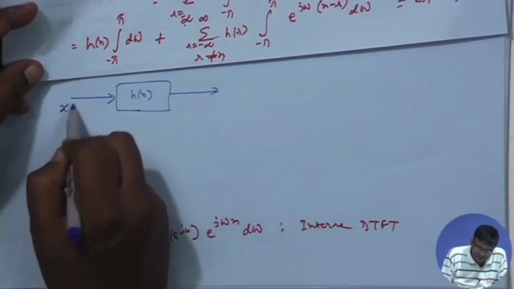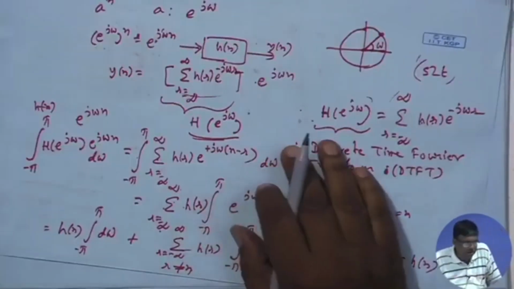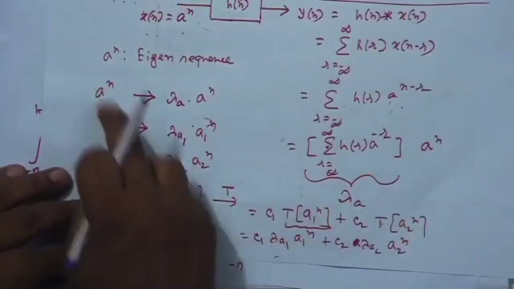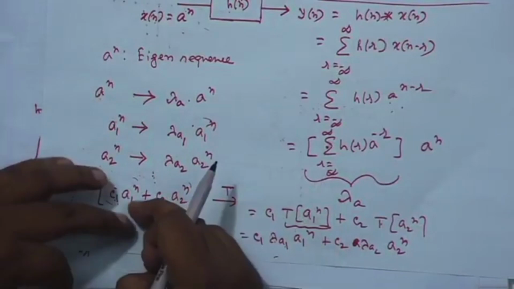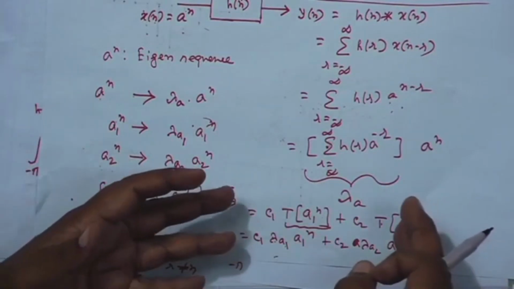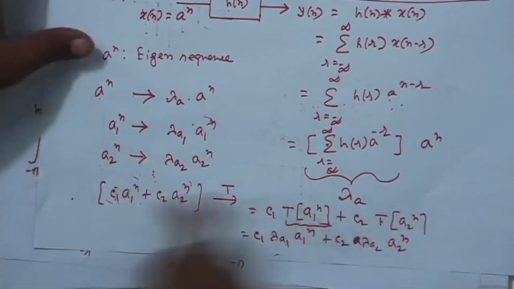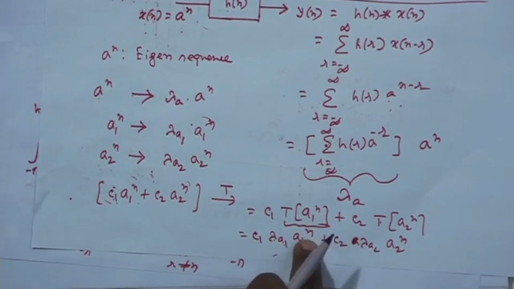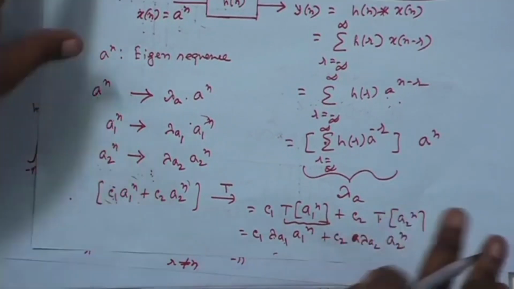If I give any arbitrary x[n], earlier I was given either directly eigen sequences or their linear combination. So, computation of output was fine. You do not have to carry out convolution, you can directly write output in terms of the individual eigen sequence responses, lambda a1 to the power n, lambda a2 to the power n, like that.